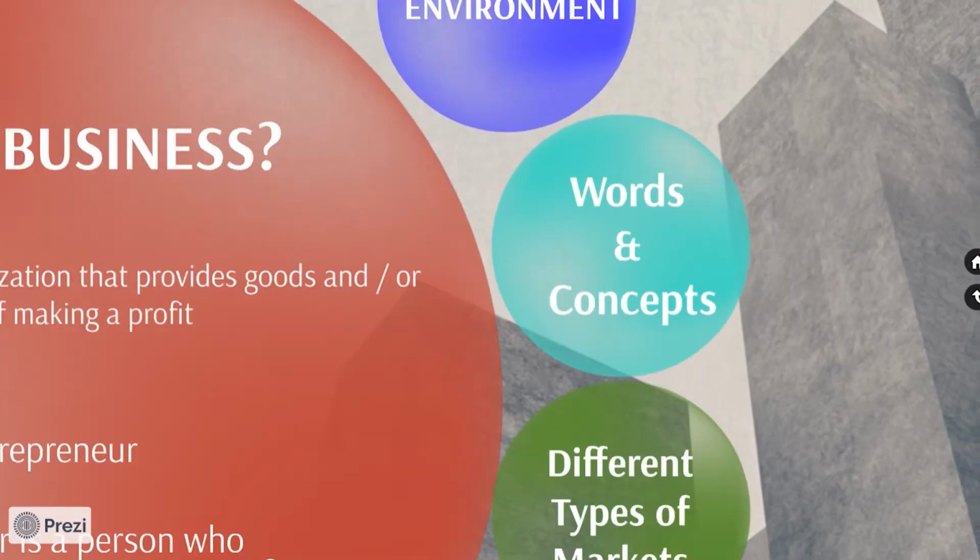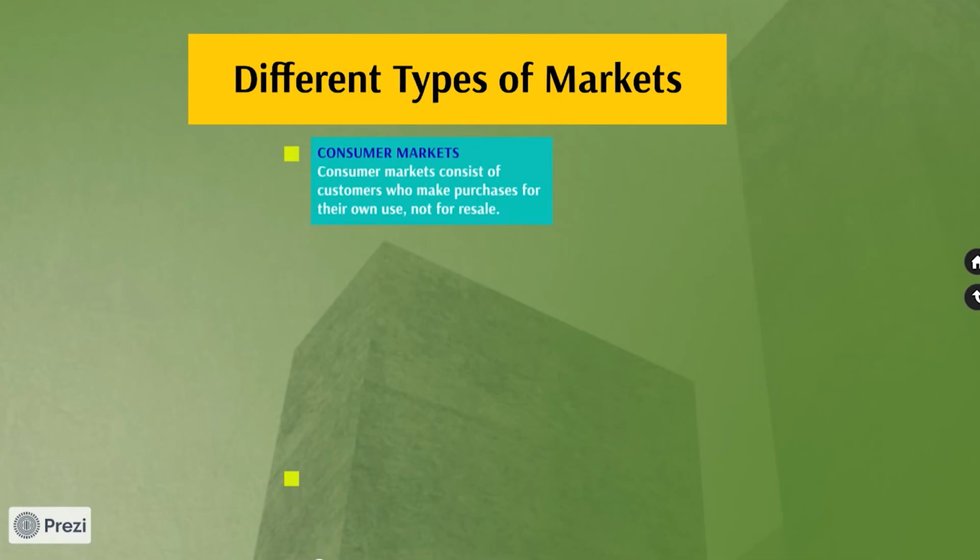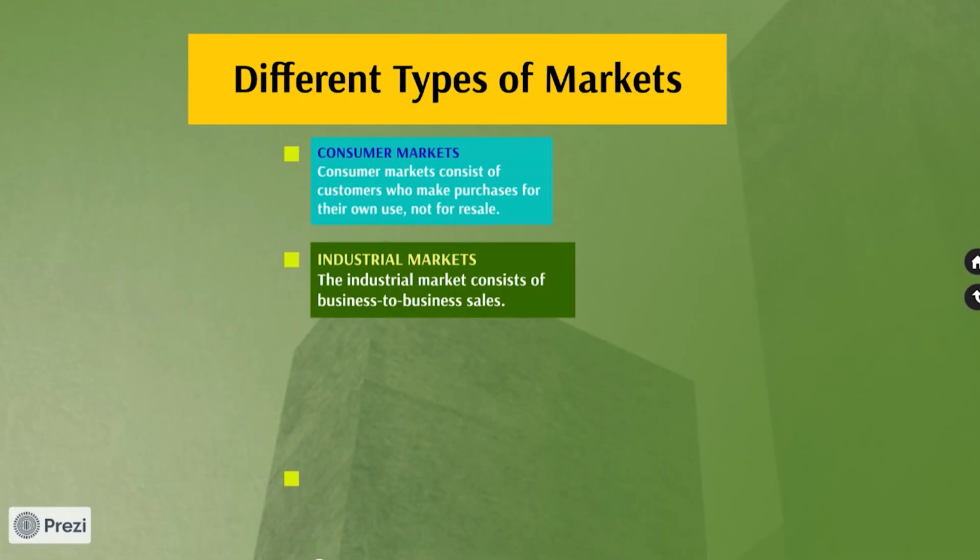Moving on to different types of markets. The first one is consumer markets. Consumer markets consist of customers who make purchases for their own use and not for resale.